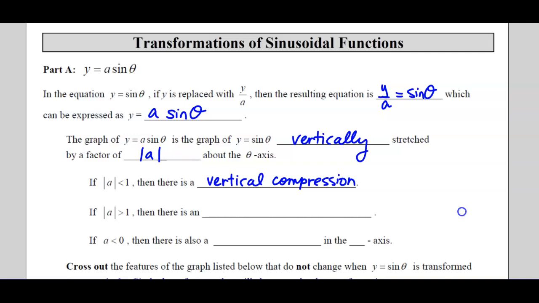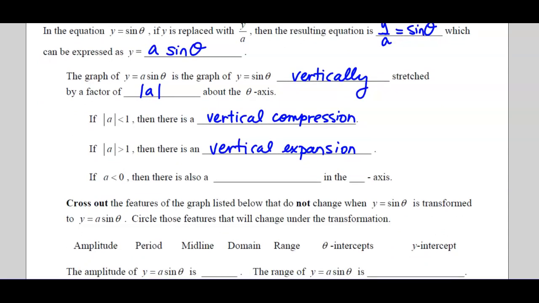Okay? If it's bigger than 1, then we call it a vertical expansion. And again, it's just describing what it looks like, not describing the transformation. And then if a is negative, right? a less than 0 means it's negative, there's a reflection in the x-axis.